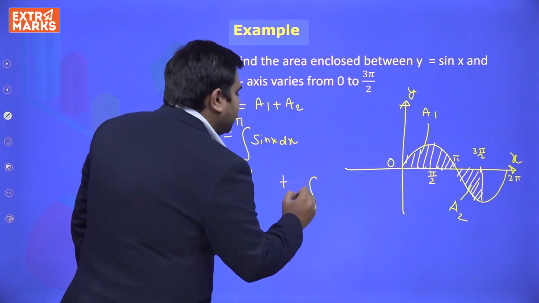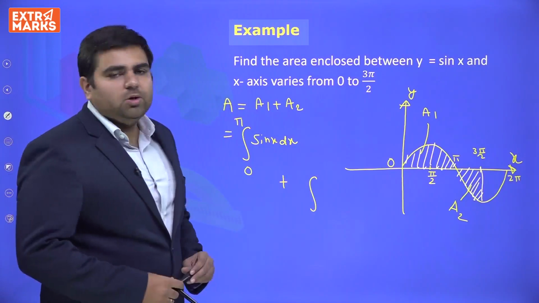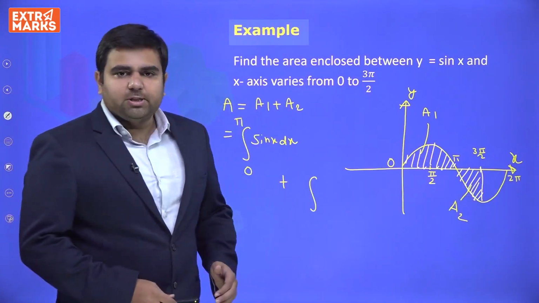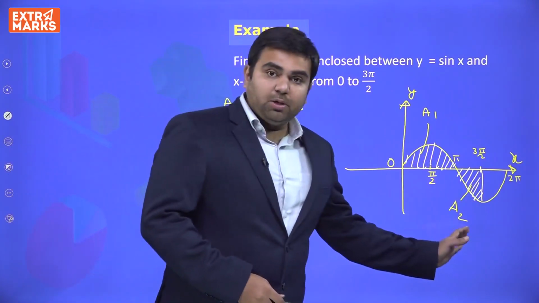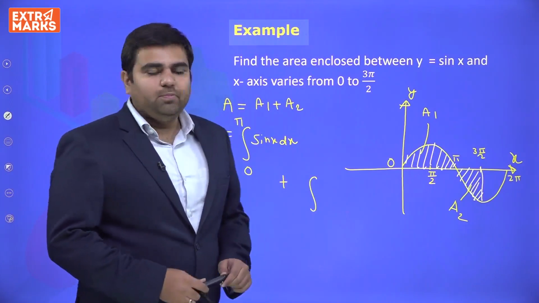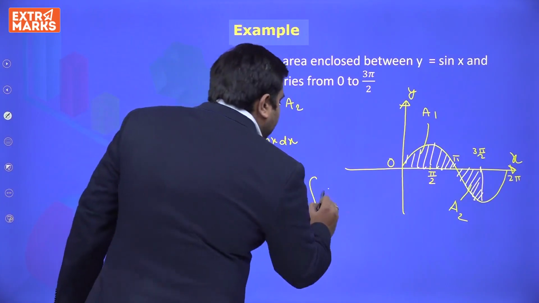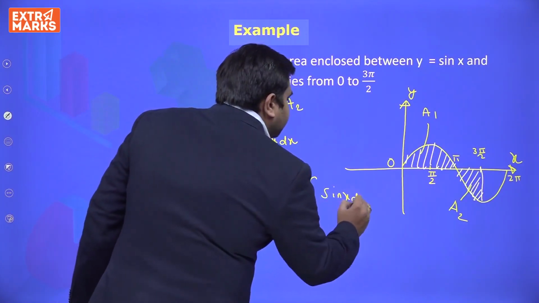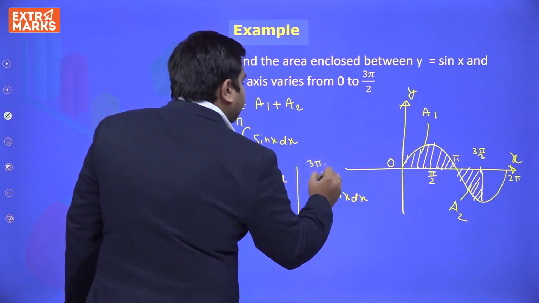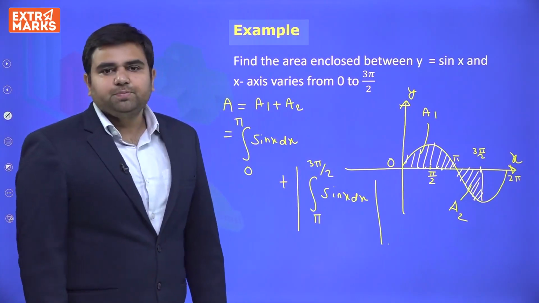So in order to calculate A2, I need to apply modulus. Why do I need to apply modulus? Because sin x is going below the x-axis. Since this sin x is going below the x-axis, there is a need for the application of modulus over here, right? So let's apply modulus. So modulus of the integration of sin x dx between pi to 3 pi by 2. Are you getting this point?